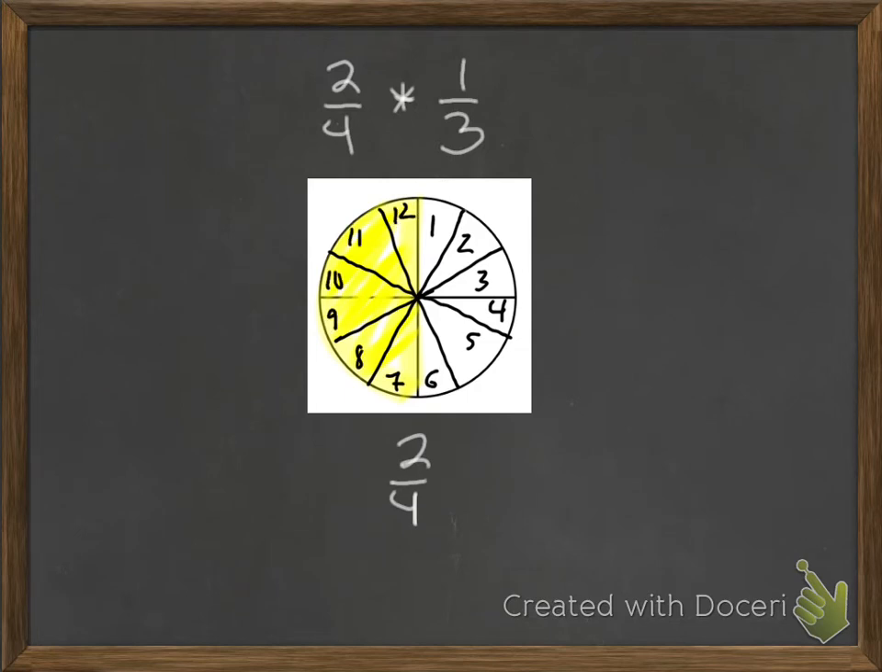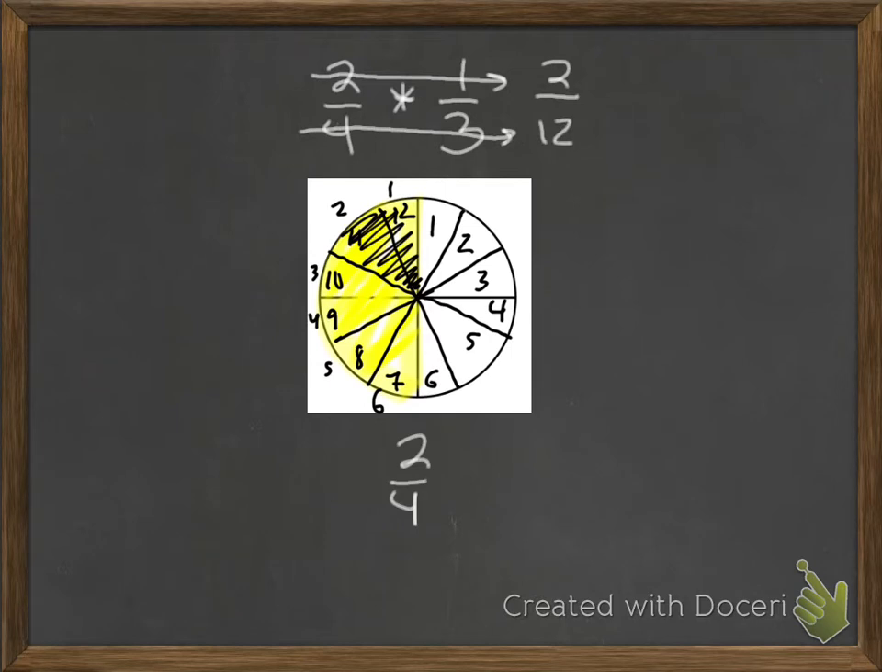Okay, so how many shaded slices do I have? I have 1, 2, 3, 4, 5, 6. Okay, so what is 1/3 of 6? Well, that's only 2. Okay, so let's do our math. It's really easy. 2 times 1 is 2. 4 times 3 is 12. Okay, does that match up with our picture? Absolutely. We have 2 slices out of a possible 12.